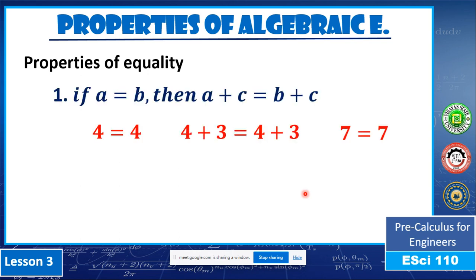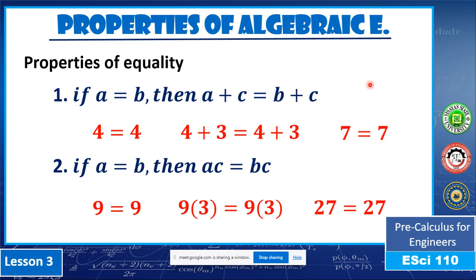So, tatlo lang to. The first is for addition. So, if a is equal to b, therefore, kapag mag-add tayo on both sides with a number, still the result is equal. Take a look at this. 4 is equal to 4. Nagdagdag tayo ng 3 on both sides. So still, the result is equal on both sides. 7 is just equal to 7. Ito yung addition property of equality.